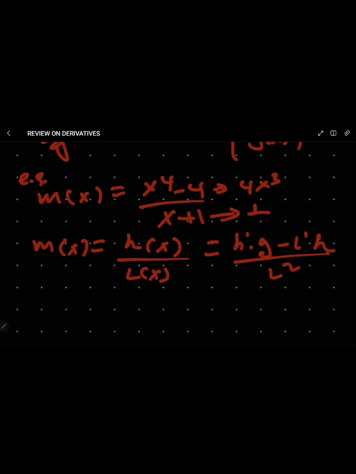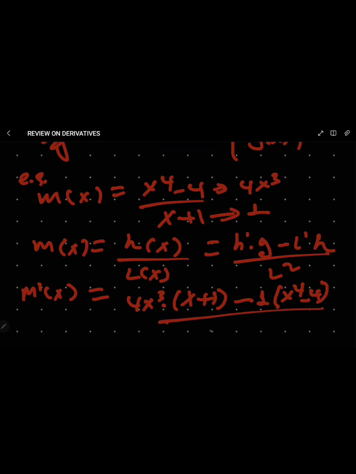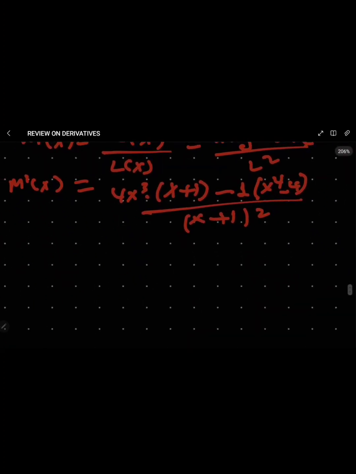Yeah, the derivative of x is 1. Then how do you apply it here? So the derivative of x is equal to how much? The h derivative times g. The numerator derivative is 4x cubed times g, which is x plus 1, minus the h derivative. How much is it? Oh, no, it's not. The derivative of the h of x, I mean, it's 1 times h of x, which is x raised to 4 minus 4, over x plus 1, the denominator function squared. So how much is this?